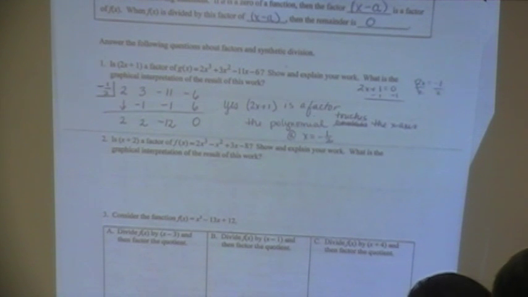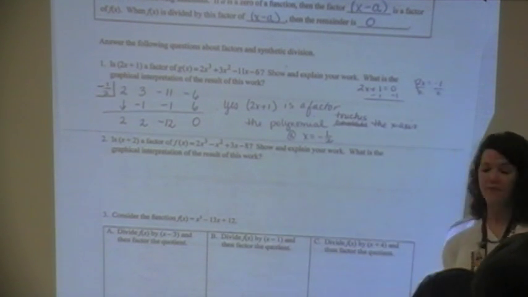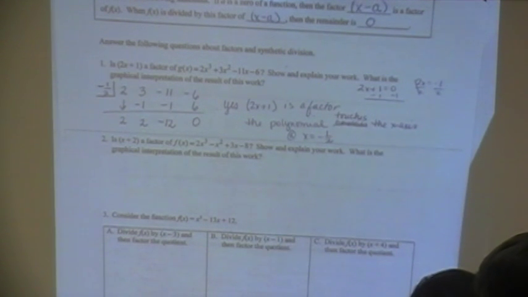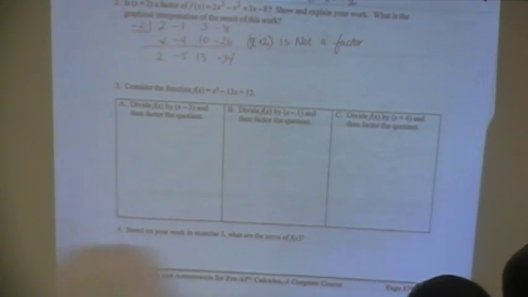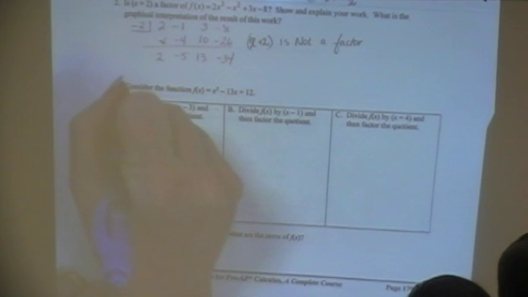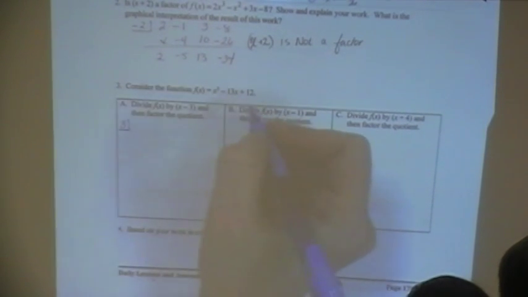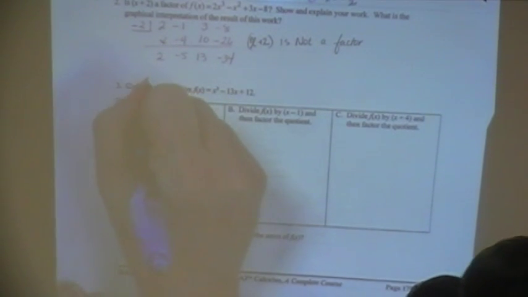All right, so for number 3, it says consider this function, and they gave me a new function f of x right here. They asked us to divide by x minus 3 and then factor the quotient. So the first thing you're going to do is synthetically divide, just like we've been doing. Careful on this one because you are missing the squared value, so you need a placeholder.